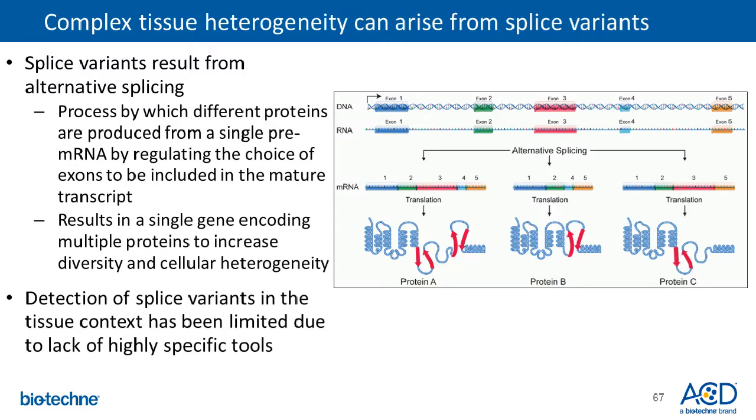Now, the last section I just wanted to touch upon is splice variants. Complex tissue heterogeneity can really arise from these splice variants. It's how you can really create a lot of cellular diversity. Through alternative splicing, which can lead to a variety of combinations of exon inclusion or exclusion, a single gene can encode multiple proteins to increase diversity and cellular heterogeneity. However, detection of splice variants in the tissue context has been limited due to lack of highly specific tools. Therefore, we created the BaseScope assay to now detect splice variants with morphological context.